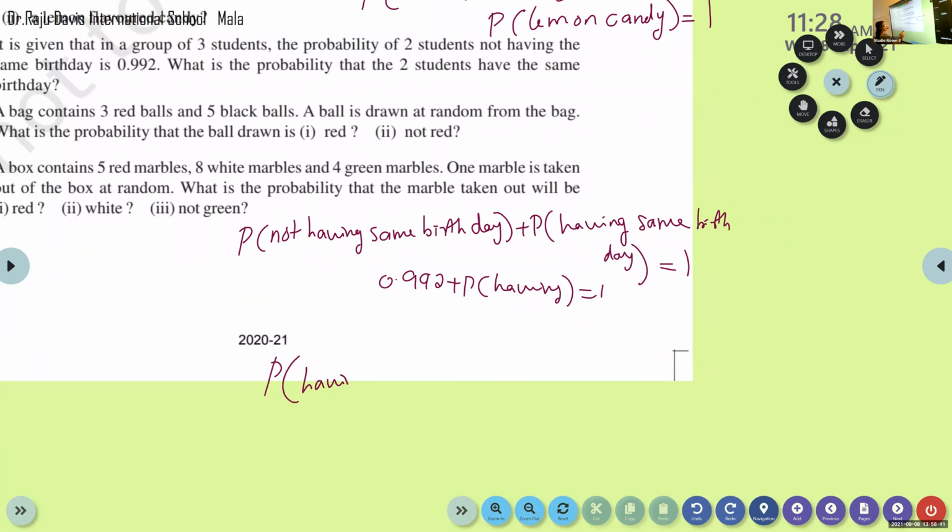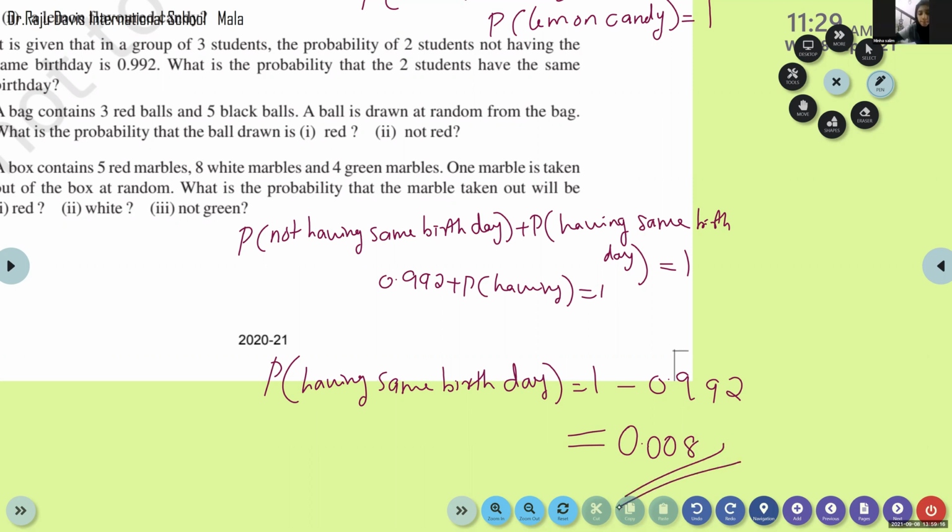So the probability of having the same birthday is equal to 1 minus 0.992. Find out how much it is. 1 minus 0.992 is equal to 0.008.